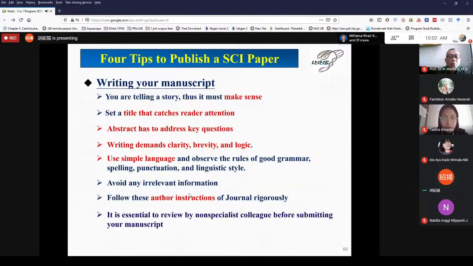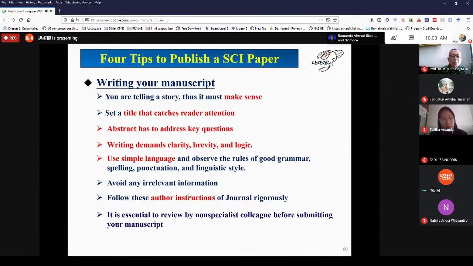The editor rejects the manuscript, and you still have to choose another journal and improve your manuscript. So if that's the way, why didn't you work on the manuscript properly the first time? Okay, so that's my point. Writing your manuscript is quite important. You should prepare well in every part.